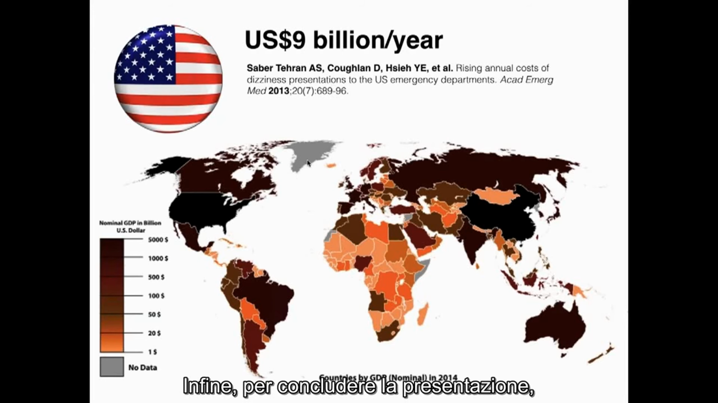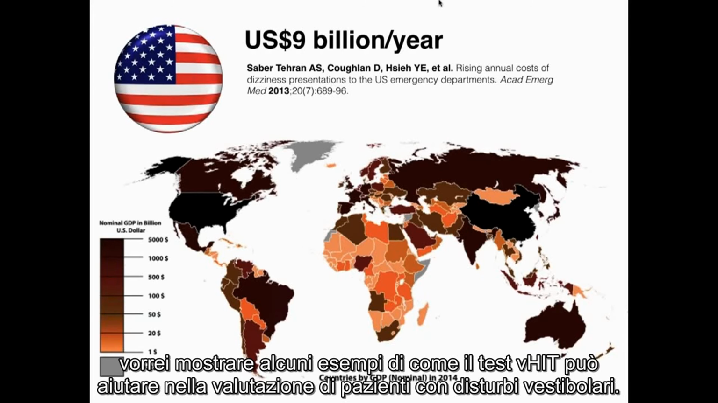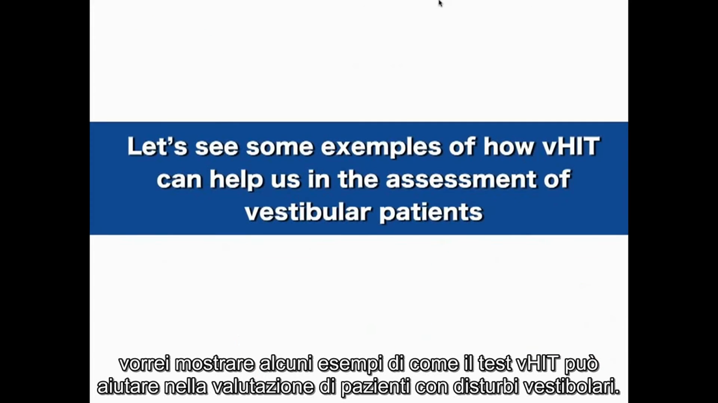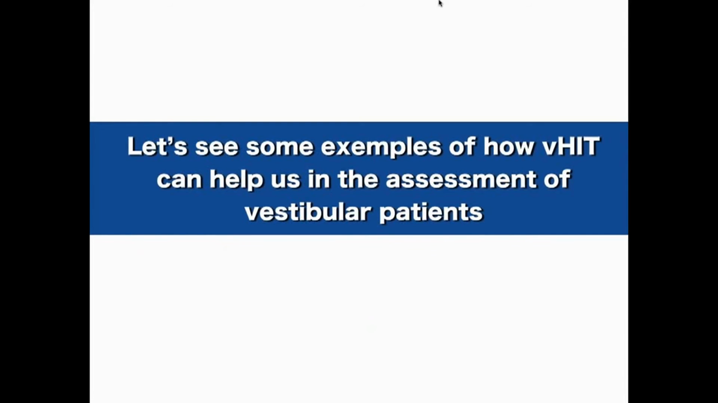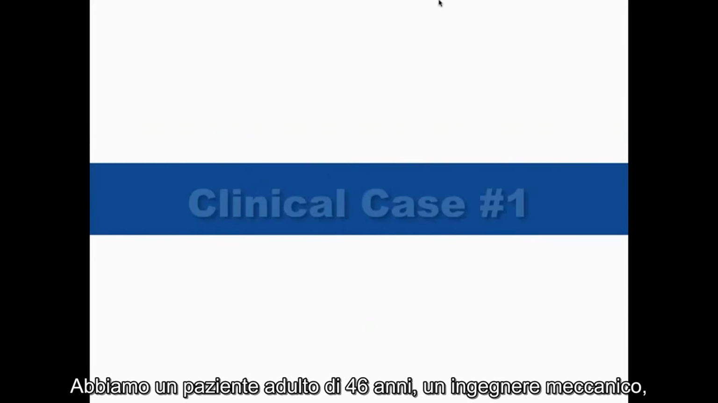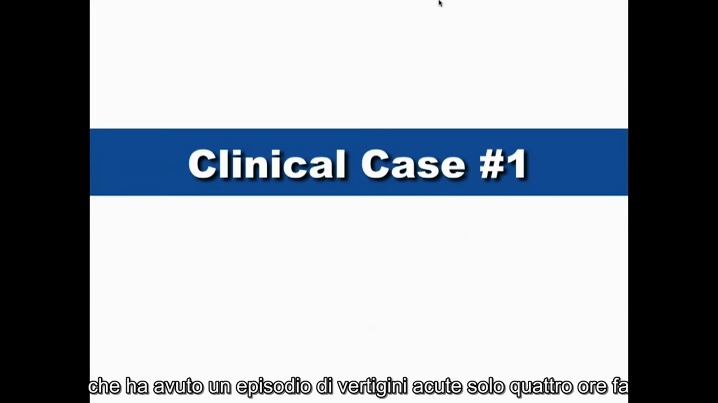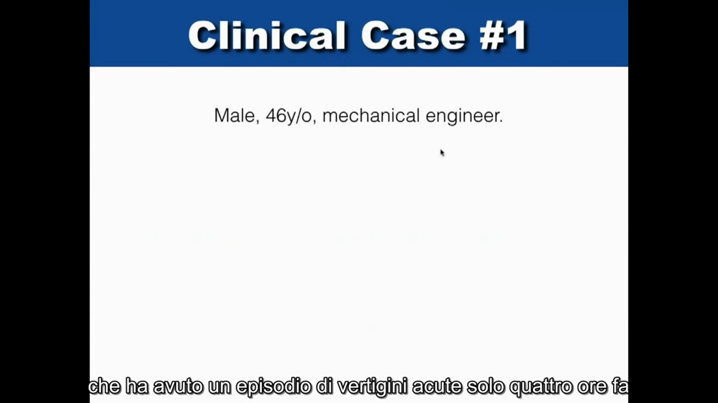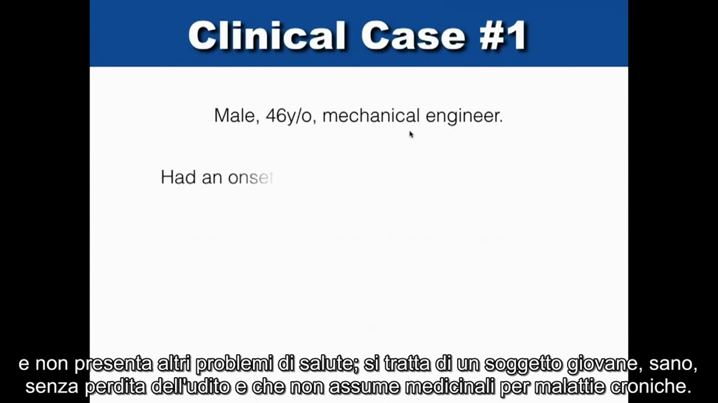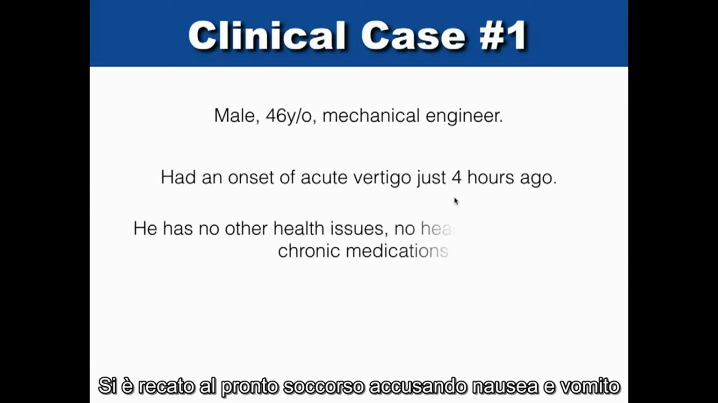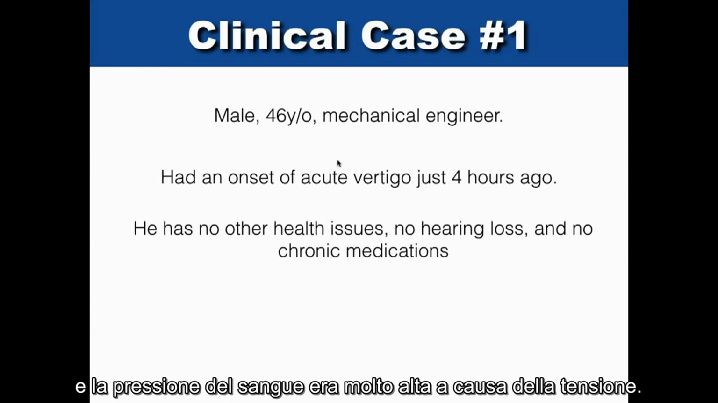To finish this presentation, I'd like to show you some examples of how vHIT can have clinical applications. Let's pay attention to this clinical case. This is a 46-year-old male, a mechanical engineer, who had an onset of acute vertigo just 4 hours ago. He has no other health issues. He's a young guy, pretty healthy, no hearing loss, and no chronic medications. He went to the emergency department, nauseated and vomiting, and his blood pressure was quite high just because he was nervous.